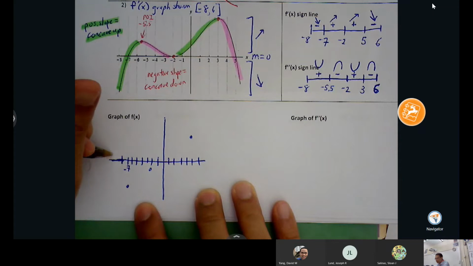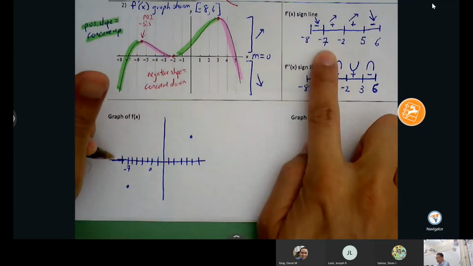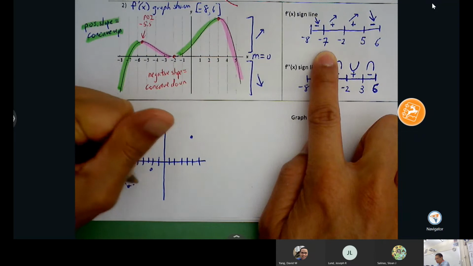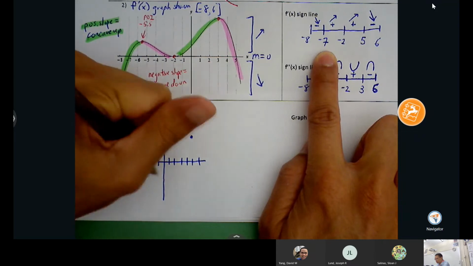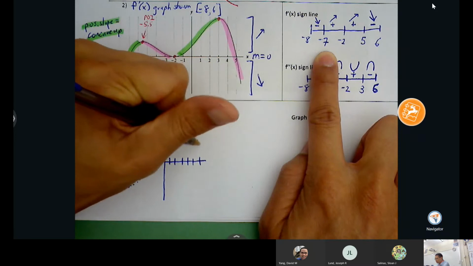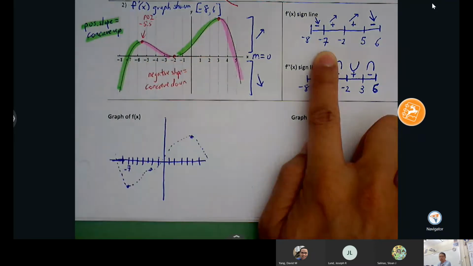So here's my path here. Relative min. Rises, levels off, continues to rise. Relative max. And then decreases after that.